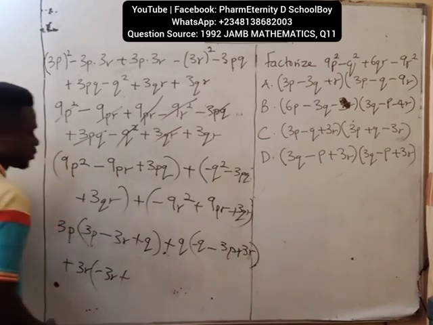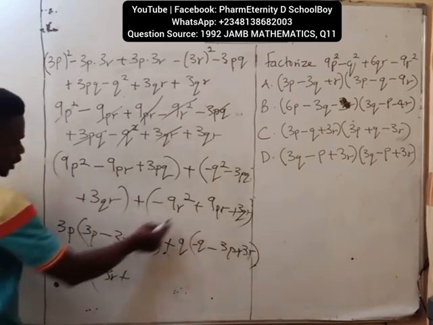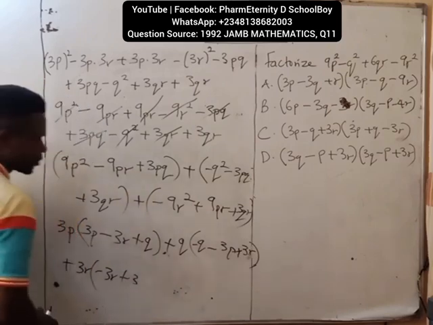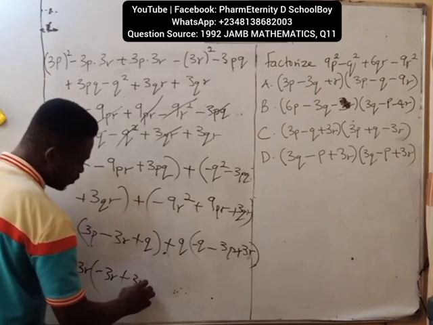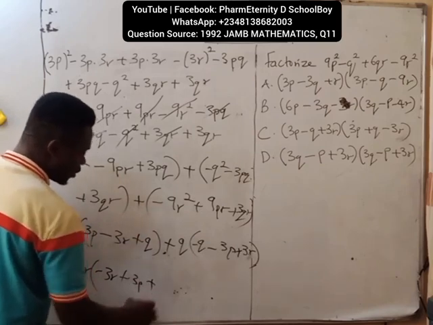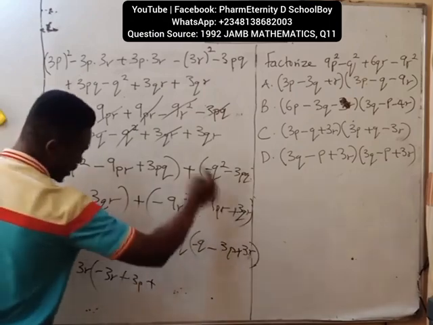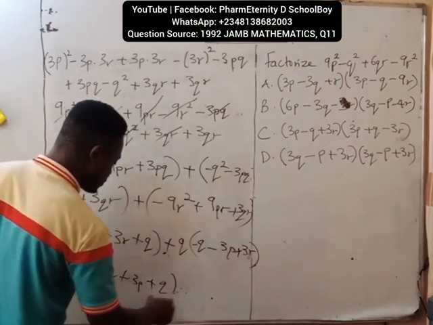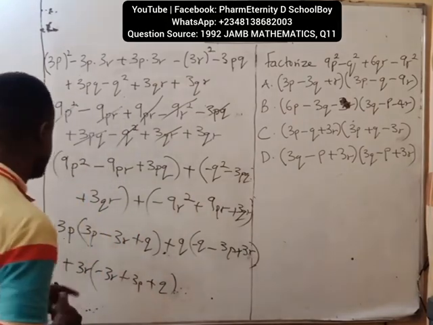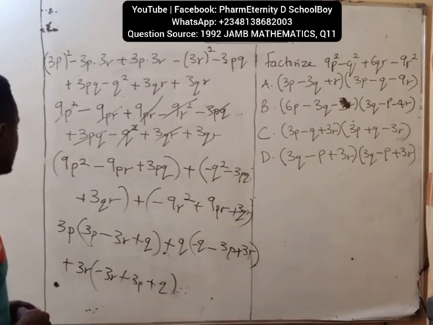Then plus 9PR divided by 3R. 3 will divide 9, we are left with 3. R divides PR, R will take care of R here, so P will remain. Plus 3QR divided by 3R: 3 will cancel 3, R will take care of R, so what remains is Q. So see what we have done: having factored out, having brought out the common factors.